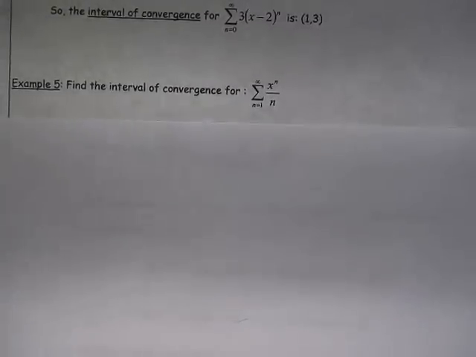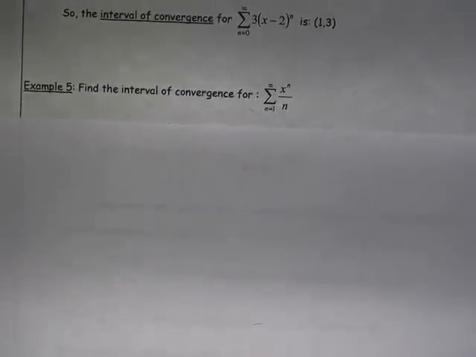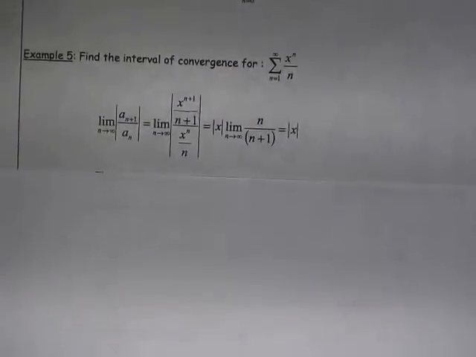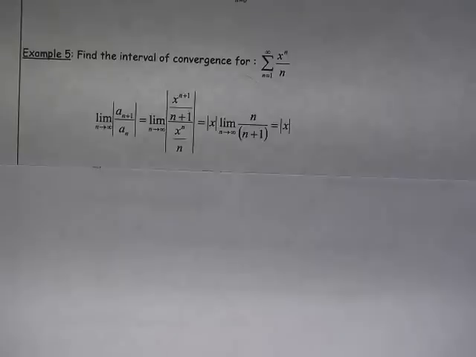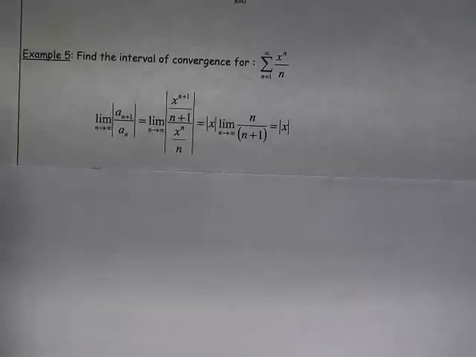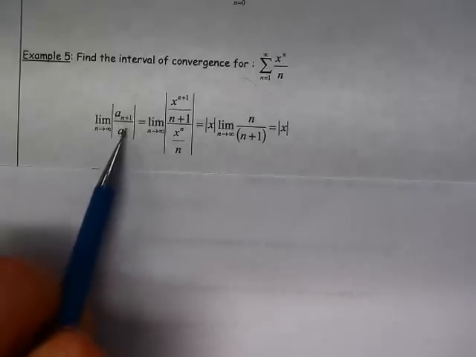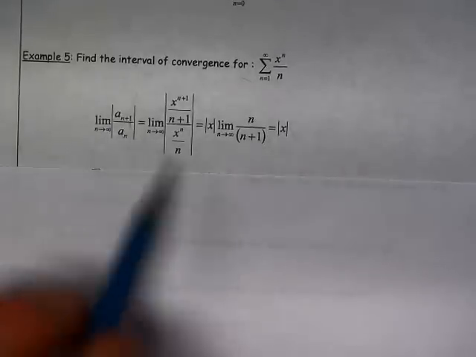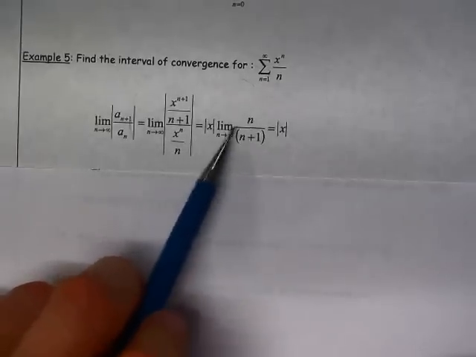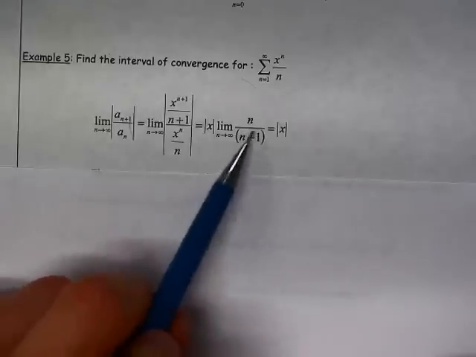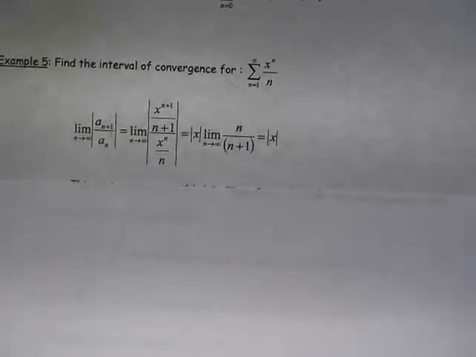Our next example: find the interval of convergence for x to the n over n, from n equals 1 to infinity. We use the ratio test to find the radius of convergence. We take the limit as n approaches infinity of the absolute value of a sub n plus 1 over a sub n. We're left with an x and an n over n plus 1. The limit as n approaches infinity of n over n plus 1 is 1. So we're just left with the absolute value of x.